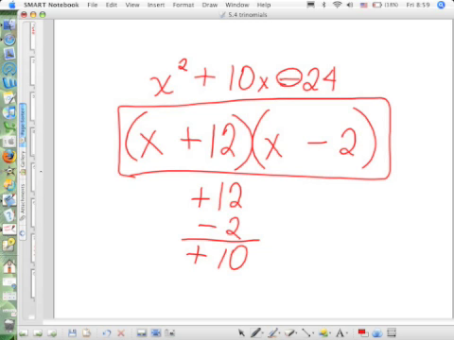Yes? Because, okay. Because 6 and 4 don't subtract to give me 10. Okay? If I have 6 times 4 to get negative 24, one of them has to be minus, and one of them has to be plus. And when you put that back together, that subtracts to give you 2. Okay?